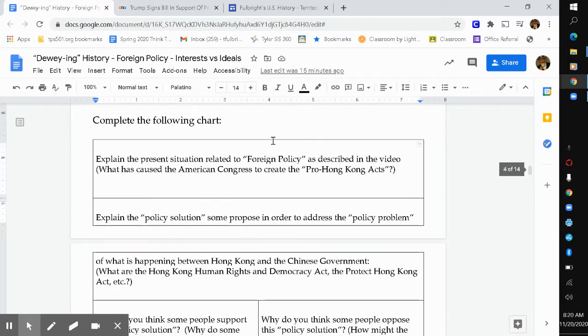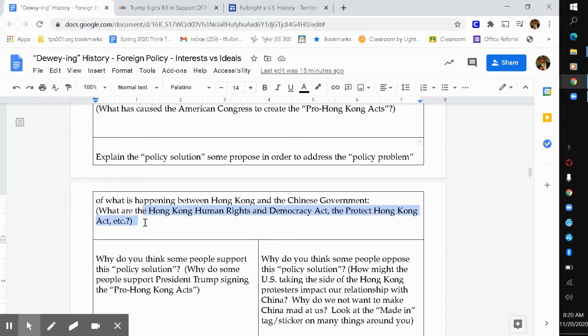Okay, so I've already told you, and the article told us about what is going on in Hong Kong. We have pro-democracy protesters, and the Chinese government and the Hong Kong government that's supporting the Chinese government are cracking down on those protests.